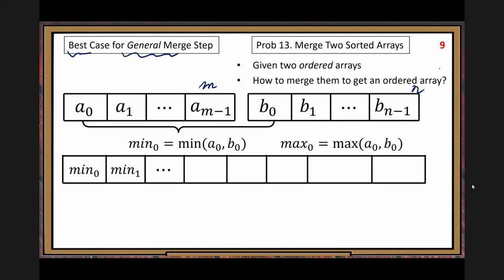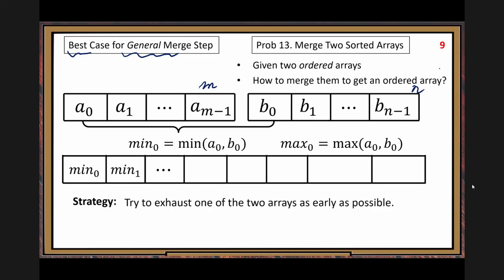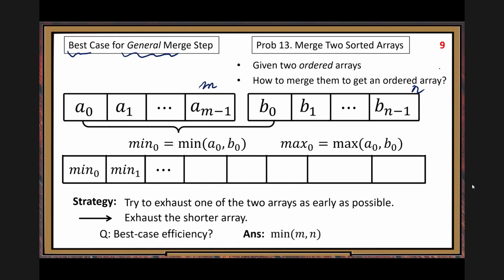So the strategy is to try to exhaust one of the two arrays as early as possible. Exhaust the shorter array. Not longer, shorter. So the best case efficiency is the minimum of m and n. See? These two formulas, here you can see our typical merge step.